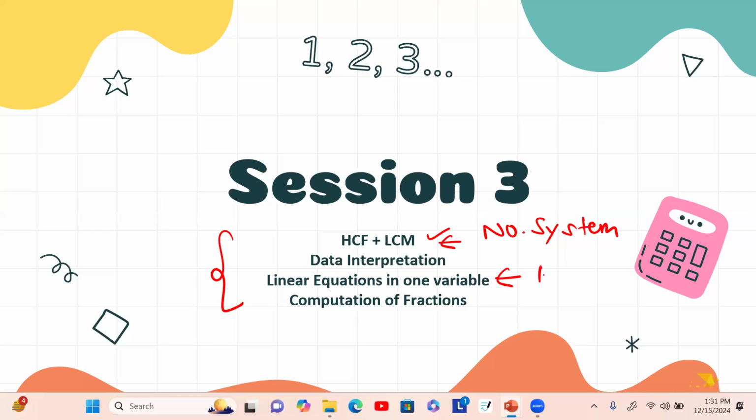Linear equation is a part of algebra. Computation of fractions can be kept under number system or it's a standalone topic. And data interpretation is generally a separate section. So either it will be a separate section or it will be a part of quant. So the advantage is huge because in the entire section you are finding just DI, right? So let's start with HCF LCM.